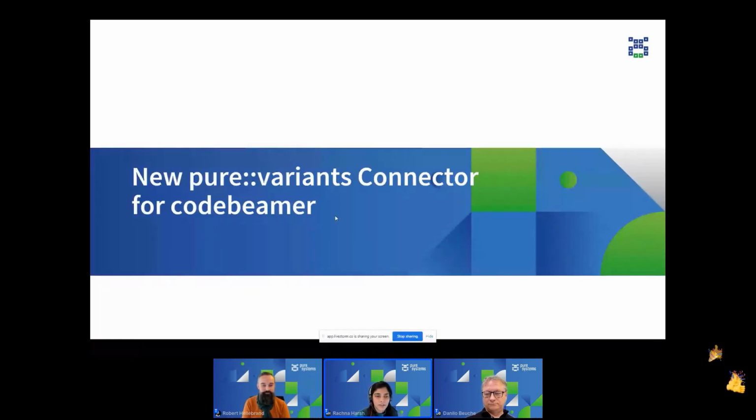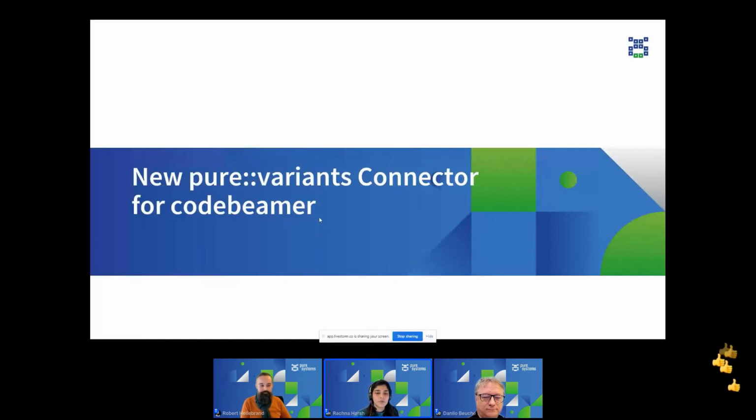So what we saw right now was how we can create a new feature model as well as a variant model while using the web client of Pure Variants. And now what I'm going to introduce to you are the two new connectors, wherein the first one is the new Pure Variants connector with CodeBeamer. And here I'm going to show you how the integration of Pure Variants with CodeBeamer works.